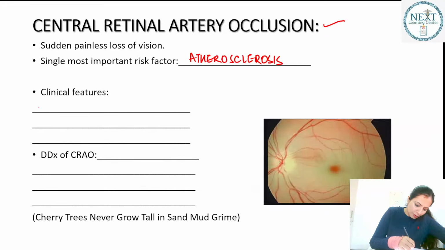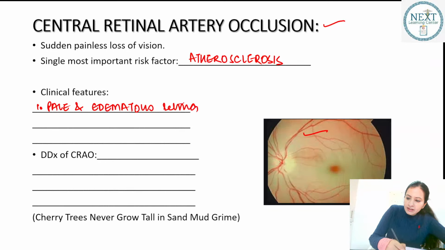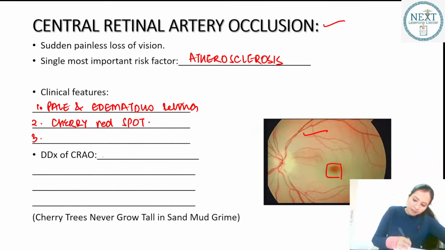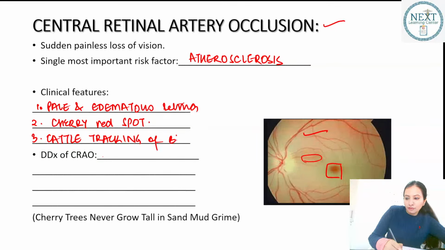Clinical features: this is your pale and edematous white retina. If you look here, this is white. Then this is your cherry red spot. Then number 3, this is your cattle tracking of blood. So this is your cattle tracking of blood.